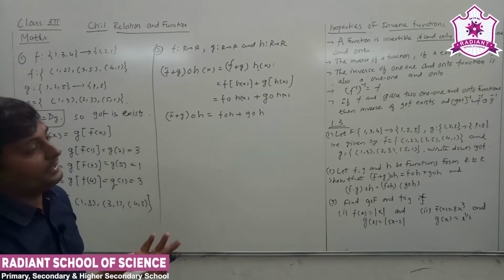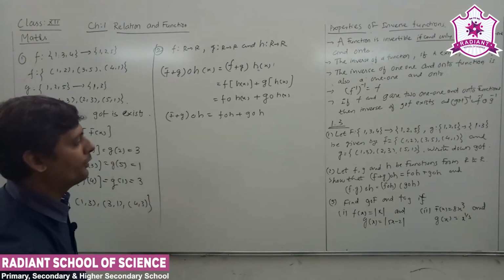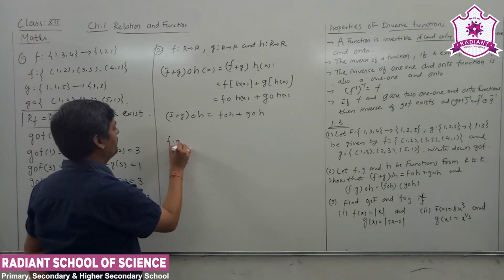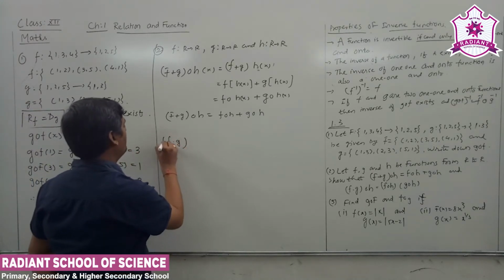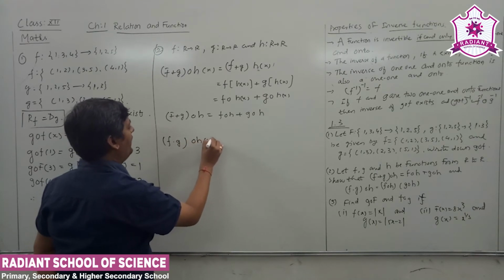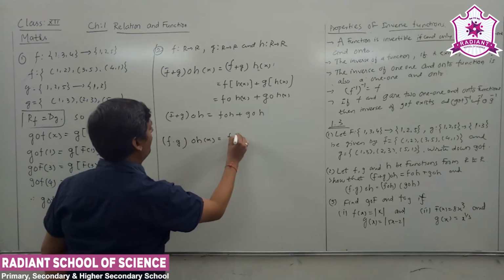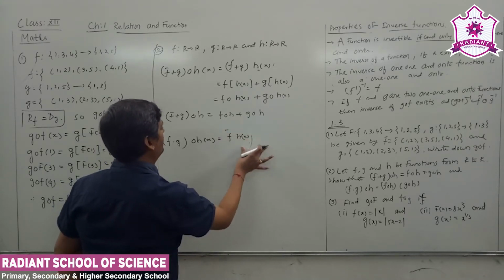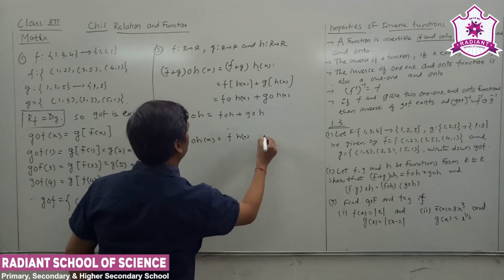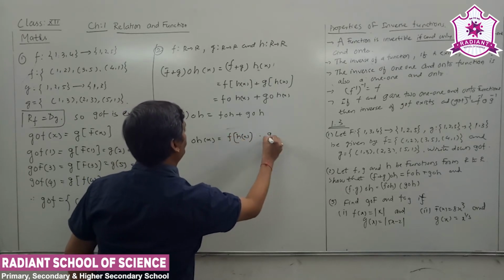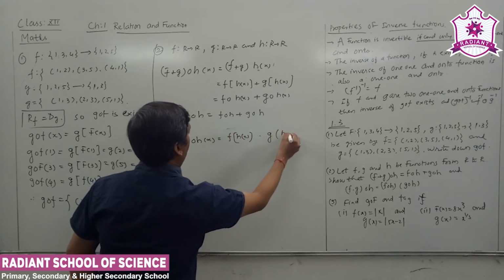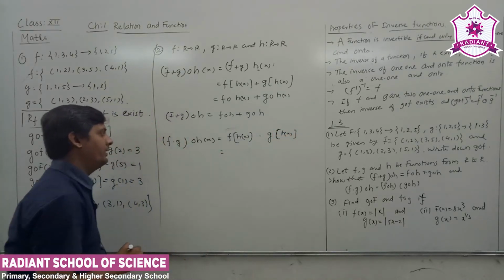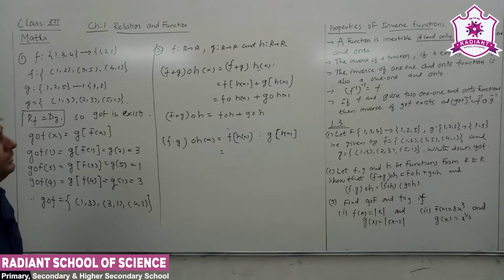So similarly the second result is the same, but in the product, f into g of h. So for f into g, okay, into of x is equal to f of hx, normally, okay, into, okay, g of hx, right? So here, okay, f of h.